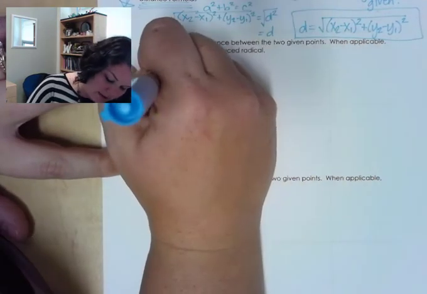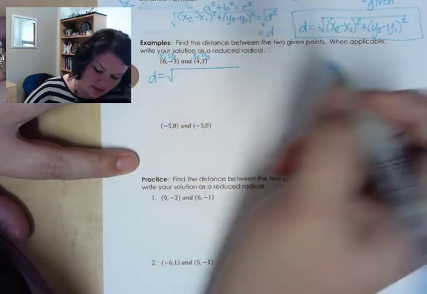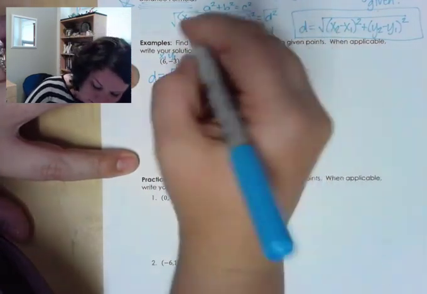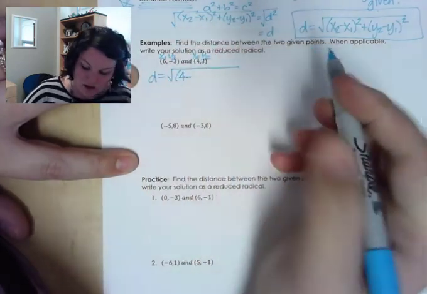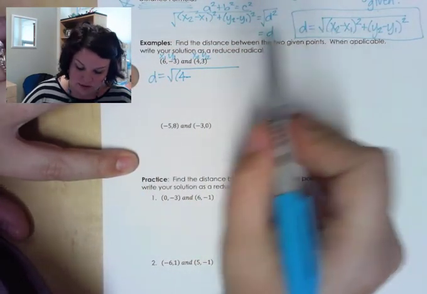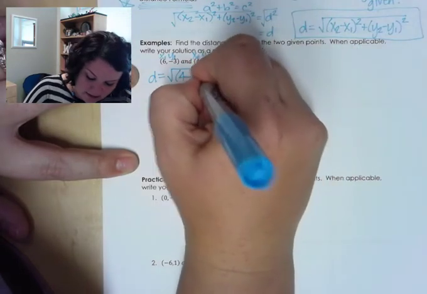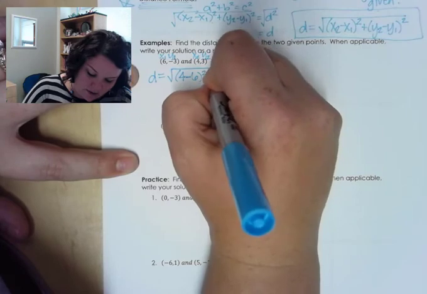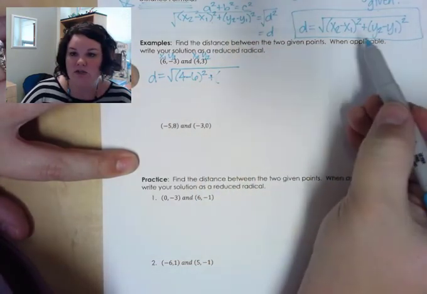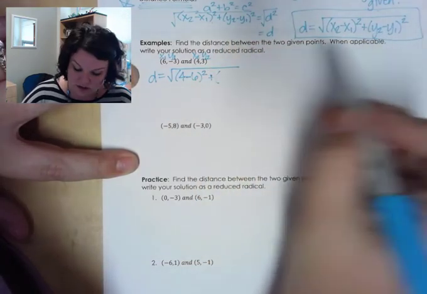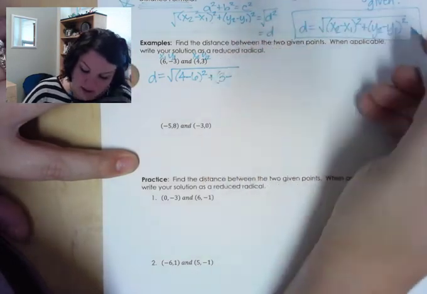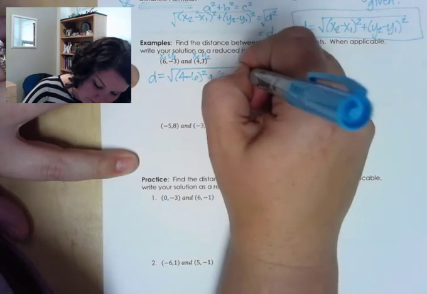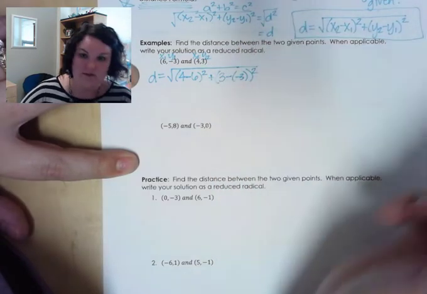So we have our distance is equal to the square root of, we do our second x value, which in this case is 4, minus our first x value, which in this case is 6, and we square whatever that equals. And then we're going to add it to another squared quantity, which is our second y value, which in this case is 3, minus our first y value, which in this case is -3. And then we're going to square that, okay?